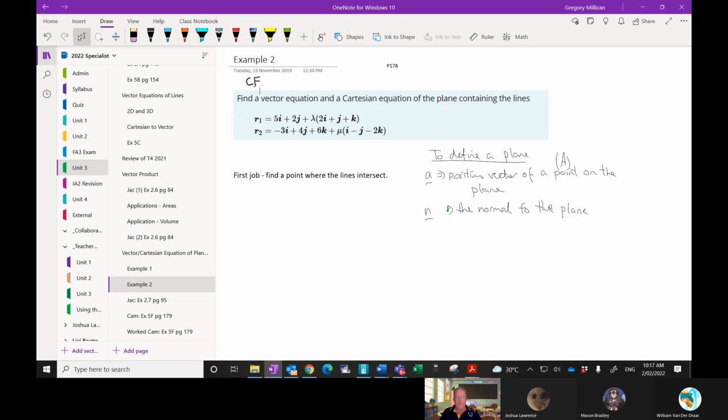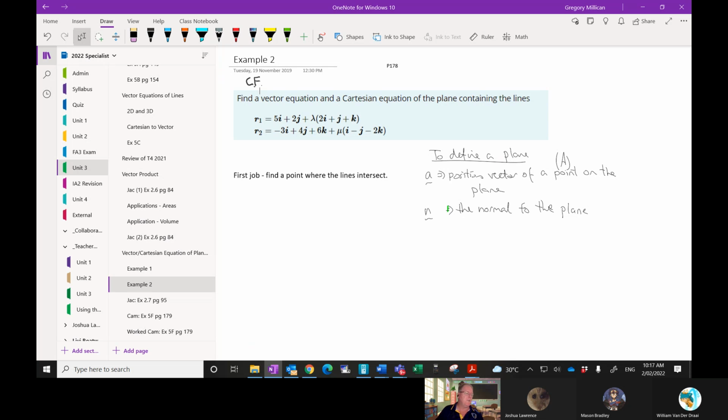So this is good revision. We may not get through this whole example before the end of the lesson, but that's okay, because the second and third parts of this example are what we've covered in the last couple of days. The second part will be finding a vector cross product, and I'll explain how we do that before you disappear. And the third part is to do what we just did: once you know what the normal is and you've got a point, you can then find the vector and Cartesian equations.